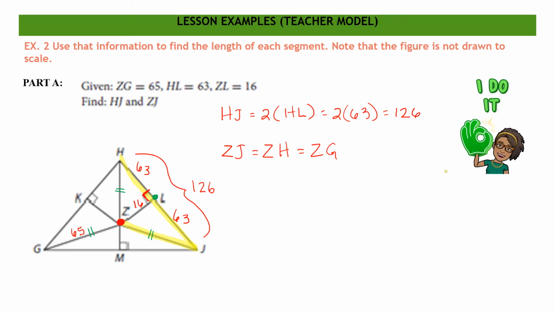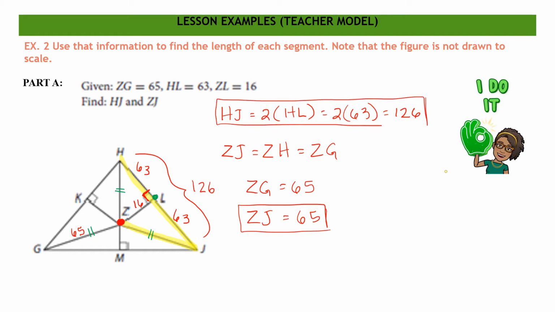Well, in the problem, they gave us that ZG is equal to 65. So if all of these 3 segments are equal, that means ZJ is also equal to 65. So we found HJ as being 126 and ZJ being 65.